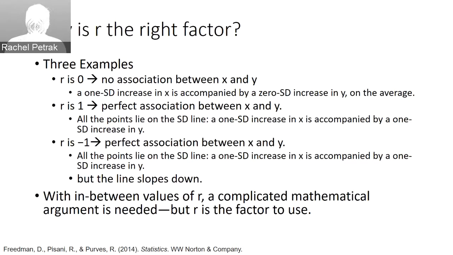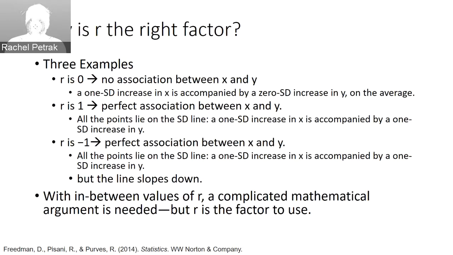When r is 1, or a perfect correlation, all the points lie on the standard deviation line. So literally the points themselves would form the standard deviation line, and a 1 standard deviation increase in x is accompanied by a 1 standard deviation increase in y. Why is there a 1-to-1 association here? Because our value of r is 1.